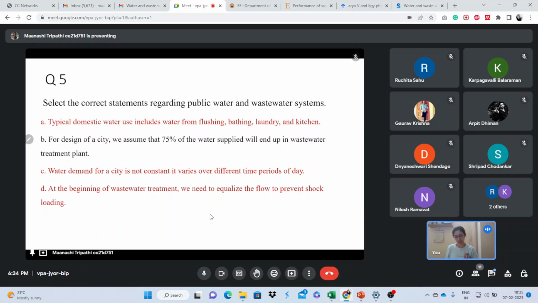So bacteria are very sensitive. The main reason we need to equalize the flow to prevent shock loading is mainly for the biological treatment. Other units can handle it because anyway we will make some extra construction. But for the bacteria, this thing should be taken care of.